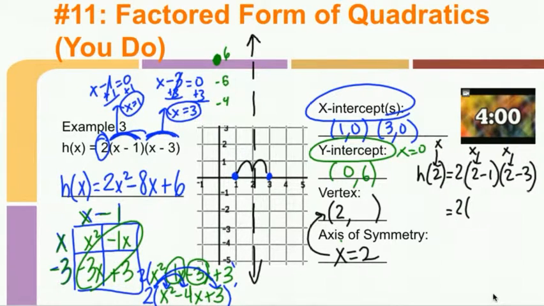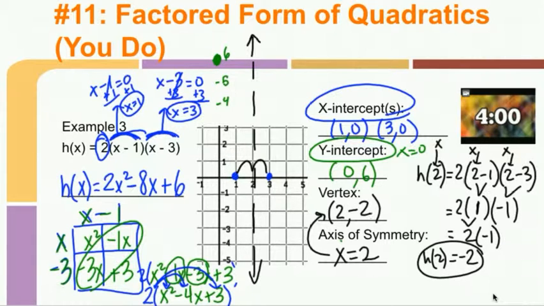So 2 multiplied by 2 minus 1 makes 1. 2 minus 3 makes negative 1. 2 multiplied by positive 1 makes 2. Multiplied by negative 1 makes negative 2. So my vertex is going to be at 2 comma negative 2. So that's to the right 2 spaces and down 2 spaces. So here's my vertex right here.